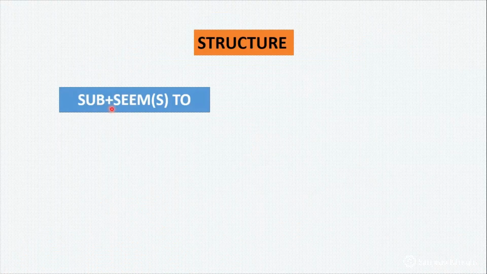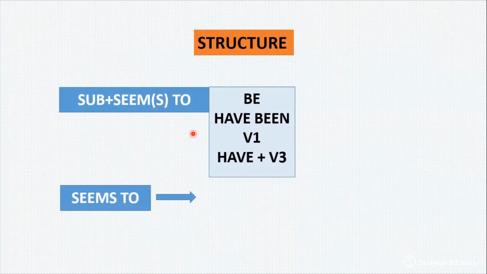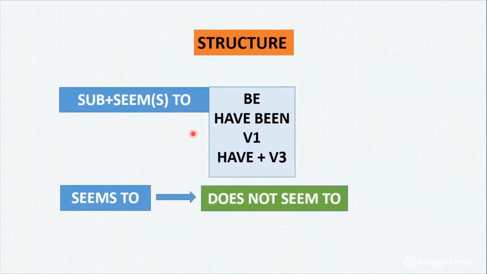We begin with the subject, then we have seem to. After seem to, what do we say? Yes, the same one. If we have is, am, are in the question, be. If we have was, were in the question, have been. If we have present tense, verb 1 or verb 5 in the question, verb 1. And if we have past tense, verb 2, then we change it into have plus verb 3rd. And one more, the negative of seems to is does not seem to.